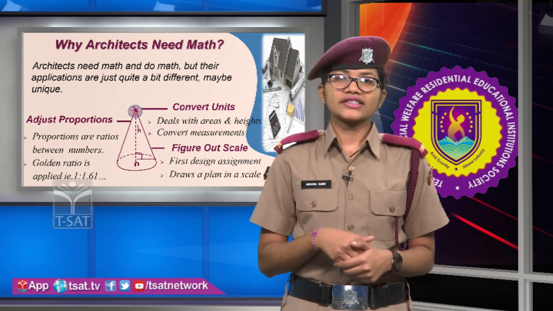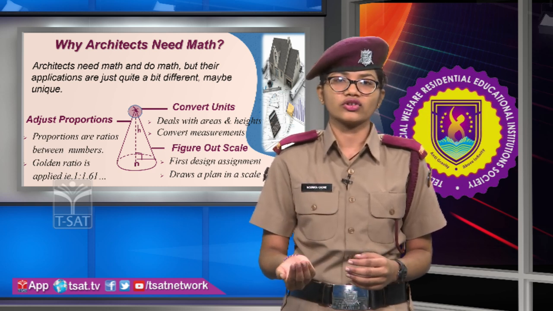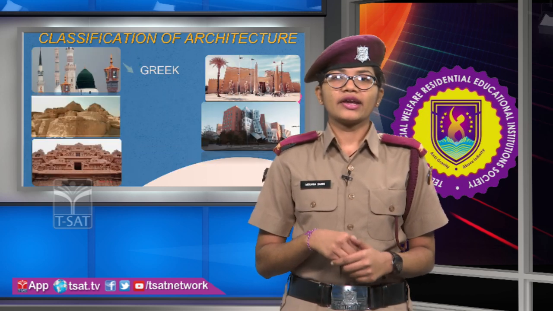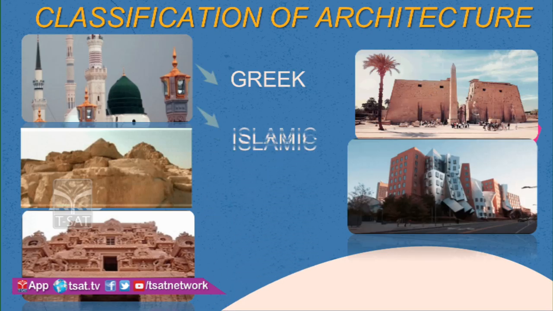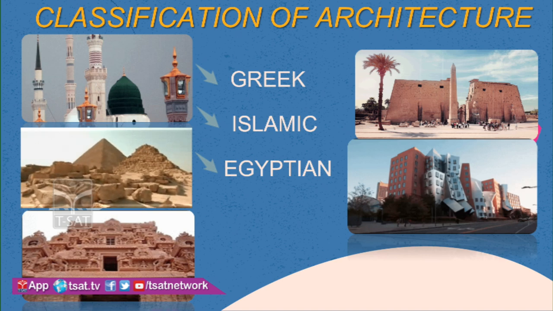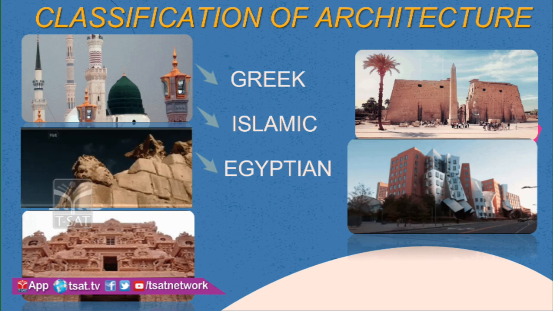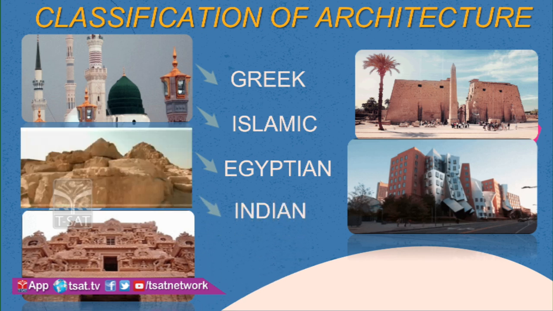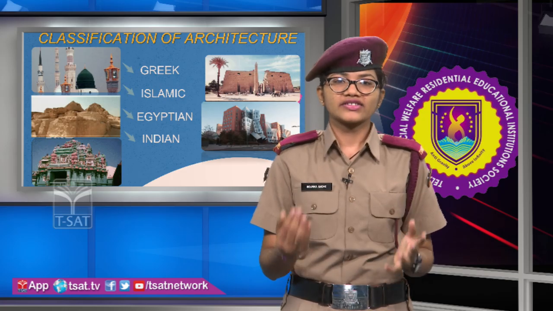Now let's see in detail how the classification of architecture came into force. There is Greek architecture. The main principle behind Greek architecture was the golden ratio. Greek architecture also influenced Roman architecture. In Islamic architecture, they used the 1:2 ratio to construct their sites. In Egyptian architecture, they used geometrical structures like the pyramids to construct buildings and monuments.